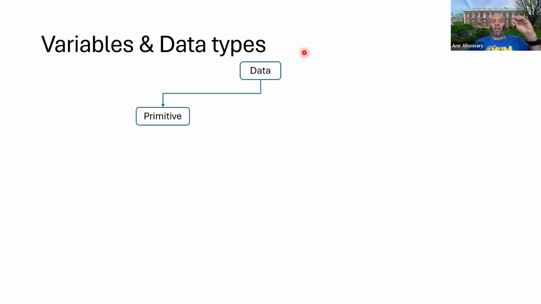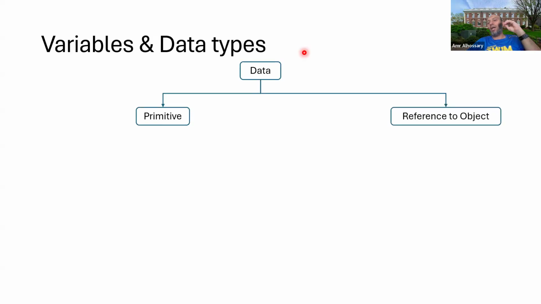So data is either a primitive data or a reference to an object. So either primitive or object, and if it's an object, then data is actually a reference to that object. And maybe in 3 or 4 slides we'll talk about how this is located in memory. Anyway, a reference to an object is for complex data, and primitive is for single valued data.